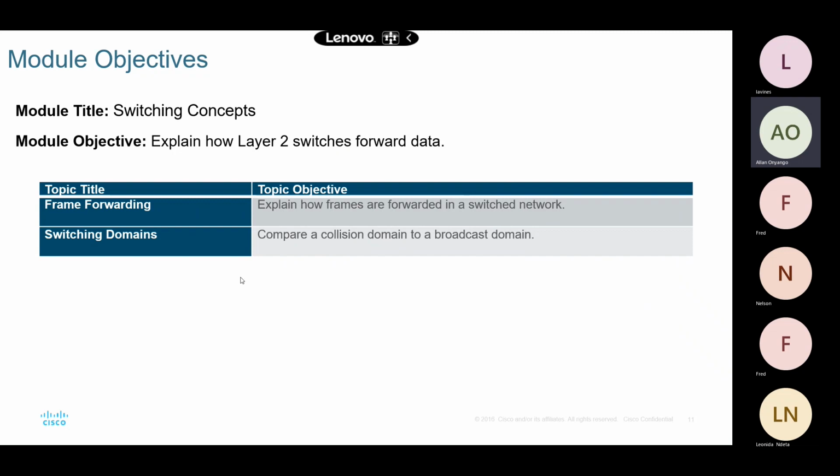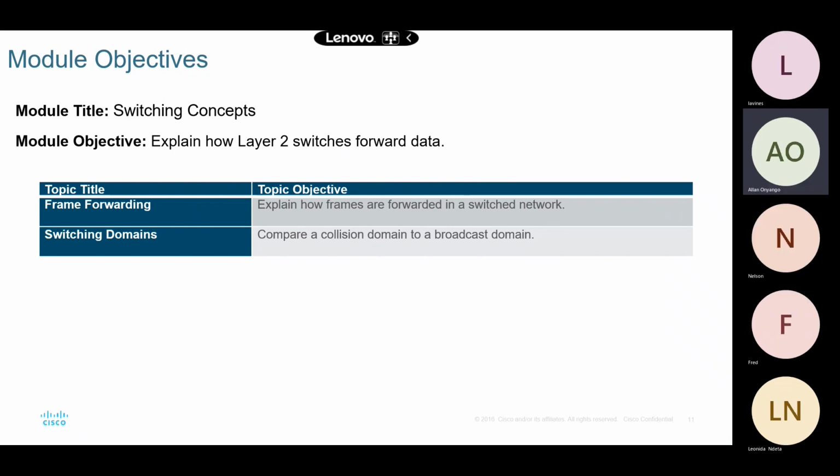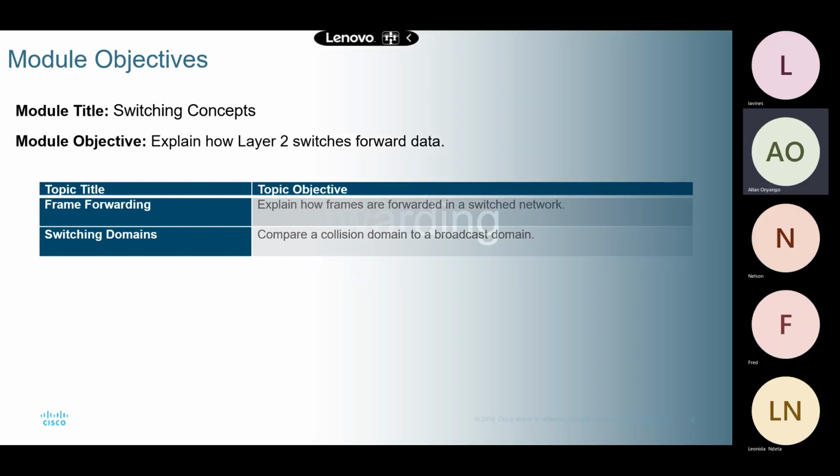Basically, we are going to explain how frames are forwarded in a switch network. And of course, you remember the switch forwarding methods. We had store and forward as the first one, and we did explain all the stuff around frame forwarding methods. Then we'll compare a collision domain and a broadcast domain, and that is going to be very important for the next chapter that we are going to talk about.